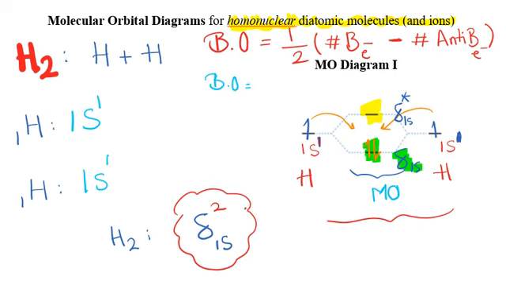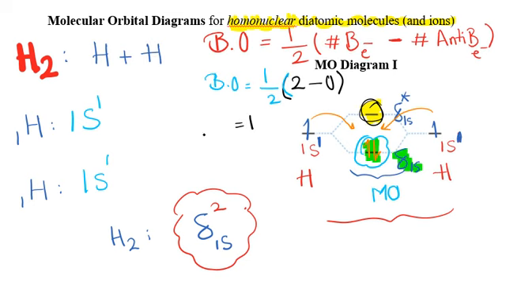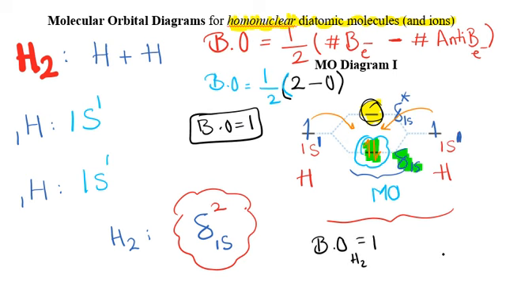For our molecule, the number of electrons in the bonding orbital is 2. So let me write that. This number is 2, minus, and there are no electrons in the anti-bonding orbital here, 0. When we calculate that, it ends up with bond order 1 for hydrogen. So we are going to say that the bond order of hydrogen is 1. And we could easily say that this is correct for hydrogen.